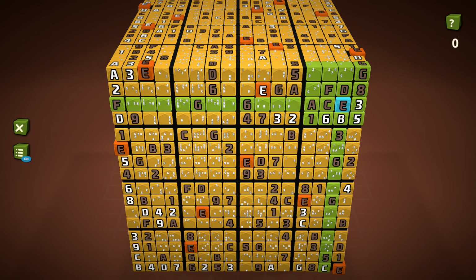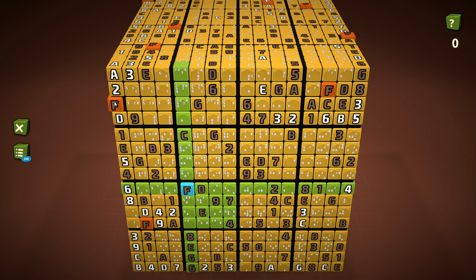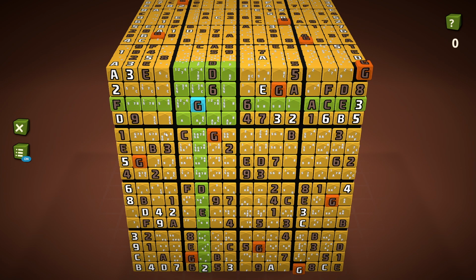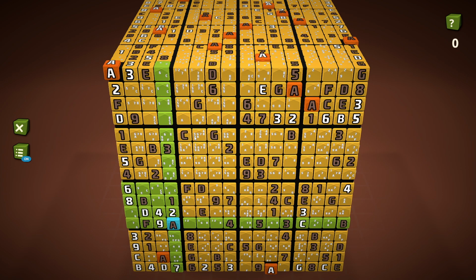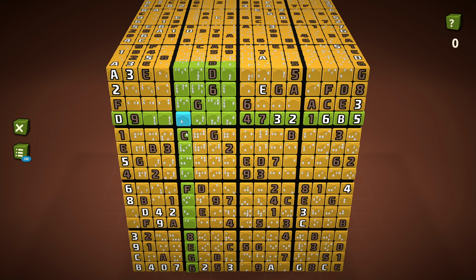And then F, this row is also missing an F. So it can't be on the left ones. So it has to be one of these 3. Could be any of these. And this row is also missing a G. So that has to be one of those 2. So this can't be the B that's missing. Could totally be the A that's missing. Yeah. Can't be C, E, or F. So it has to be A.